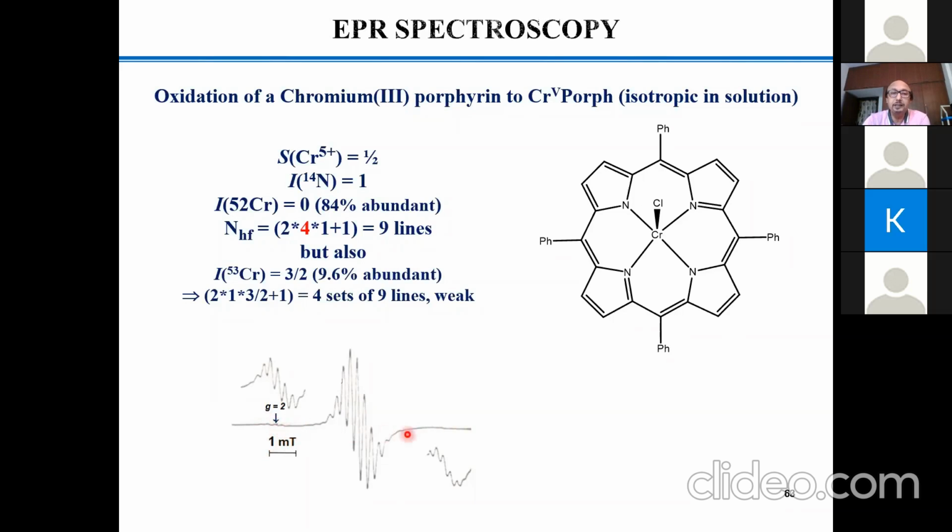This is 1 line, this is 1 line, somewhere here. Yeah, this is 1 line. The third and fourth could not be seen under X band condition, but who knows? There is no data available for the Q band of this compound. So if you go for Q band, you might have seen the other 2 lines.